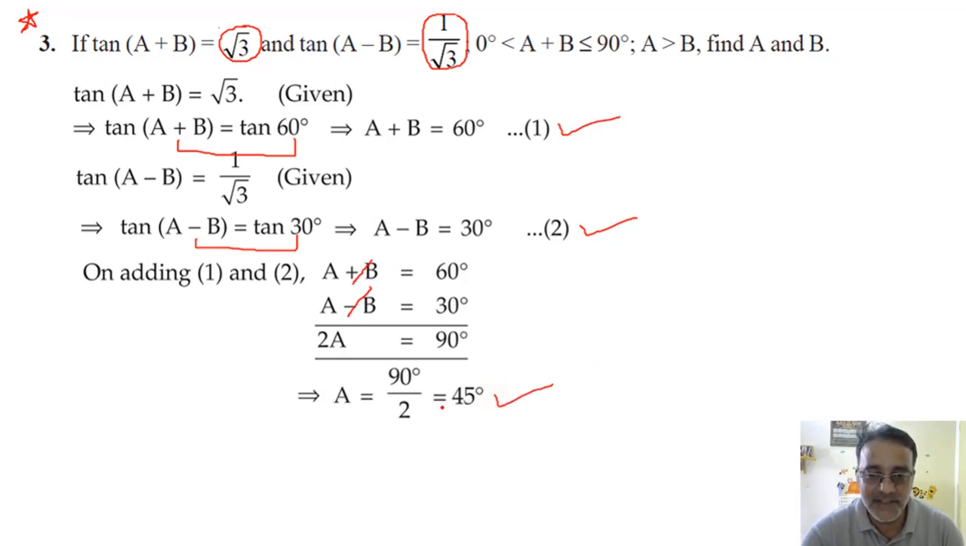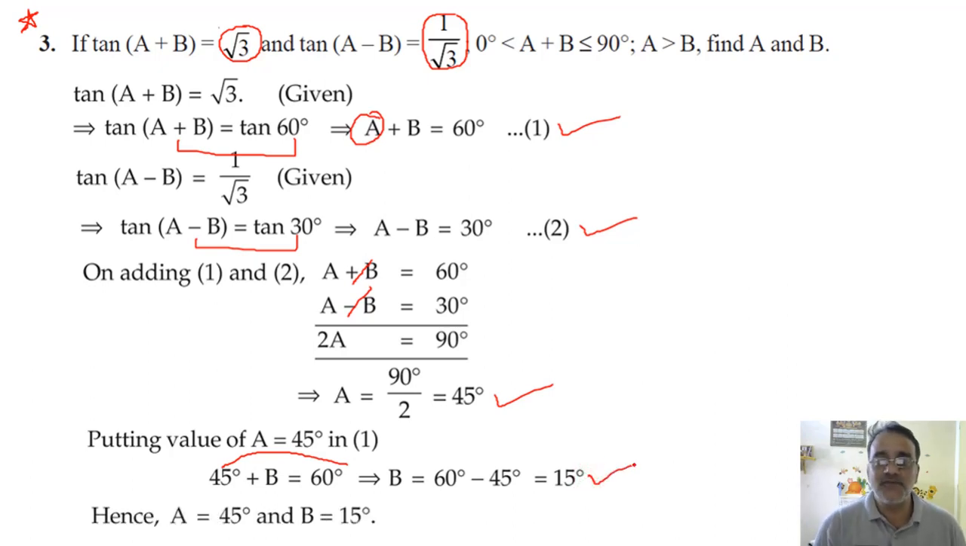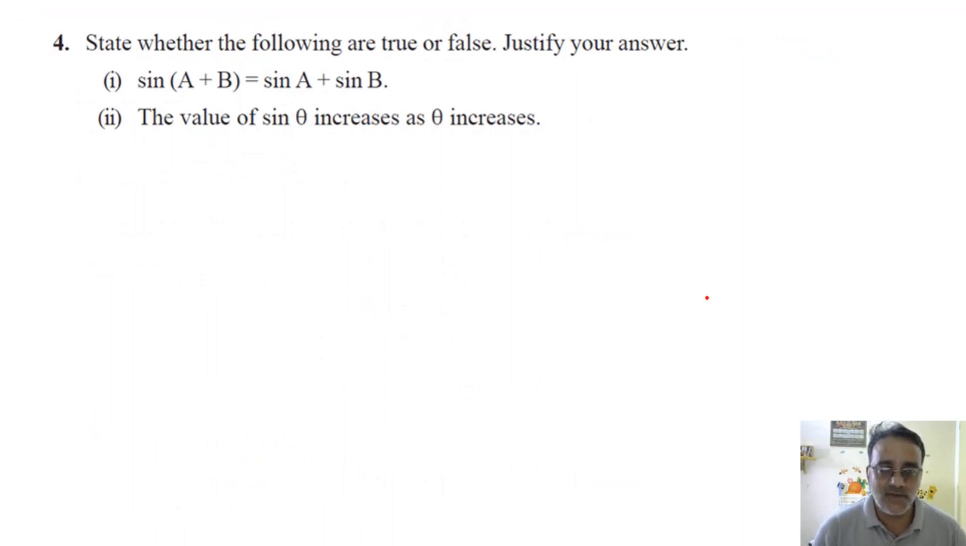So now this 45 degree we are going to substitute in the first equation. Okay, so 45 plus B is equal to 60. So what will be the value of B? 15 degree. Right. We shift this here. B is equal to 60 minus 45, so it will be equal to 15 degree. Hence, A is equal to 45 degree and B is equal to 15 degree. Any doubt in this question? No. Okay. Now we'll move towards the last question of the exercise, that is the fourth question.